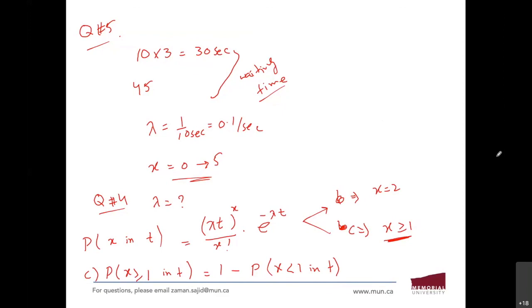Okay, Sabiuddin is saying, thank you, and question 5 wasted a lot of our time. If you pay attention to the lectures, it should not have wasted your time. How difficult is it to use the Poisson formula?